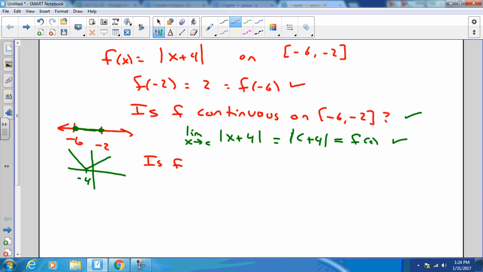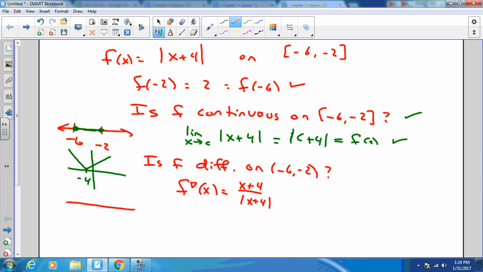Now we ask the question, is f differentiable on the interval -6 to -2? So we generate a derivative. And what we're really asking is, does this derivative have a value for every x between -6 and -2, not including -6 and -2, because we're talking about an open interval. So I'm talking about all of the values of x that are between -6 and -2.